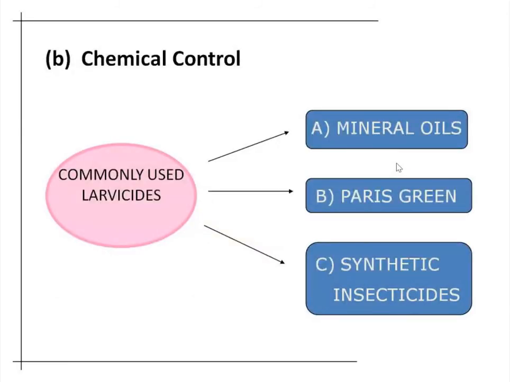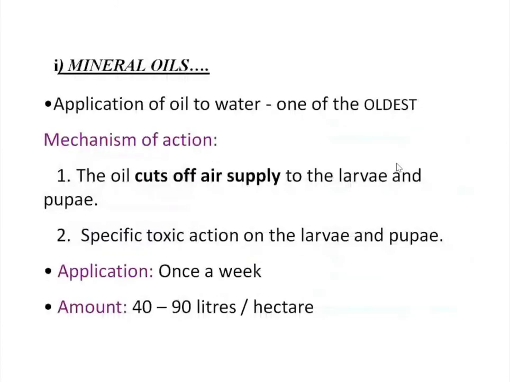Next we'll move on to the other type of measure, that is chemical control. Chemical control is nothing but using some kind of insecticides. Commonly used insecticides to kill the larvae are mineral oils, Paris green and synthetic insecticides. These are all the various chemicals which are used to kill the larvae of mosquitoes. First is mineral oils. Mineral oils are nothing but applying oil to the surface of water to kill the larvae of mosquitoes. This is the oldest technique which people used to follow.